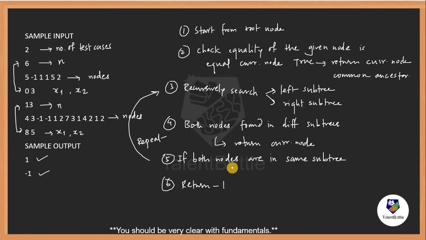So these are the steps for identifying the common ancestor. Got the point? This is the fundamental logic we are expecting, and you should be very clear about it. If you are aware of this process flow of finding the common ancestor, then you can easily work on this particular problem statement. So try to apply this logic, the formation of the trees and all, and then work on the logical part.